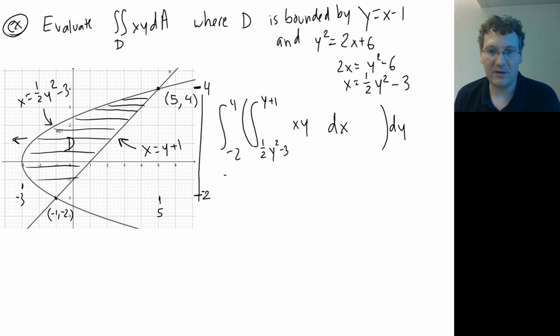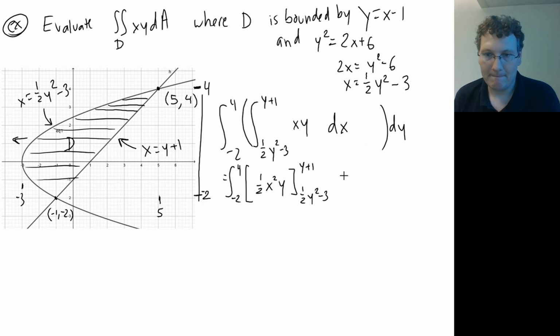So we're going to take care of this now. -2 to 4. Integral of xy with respect to x, well, it's going to be 1/2 x squared y from 1/2 y squared minus 3 up to y plus 1.